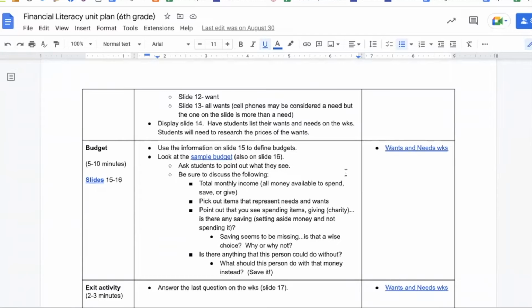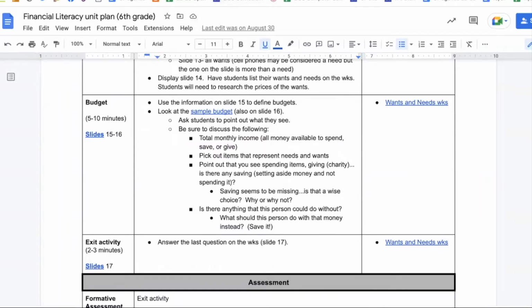Up next is a bit of information about the concept of a budget. We have a sample budget that we can look at, and we want to discuss the following items. We want to point out that there's a total monthly income, the items that represent needs and wants, where we see spending, giving, and if there's any savings, and a little bit of conversation on why there isn't a savings listed there. The exit activity is just to complete the last question on the worksheet and then to turn that in.